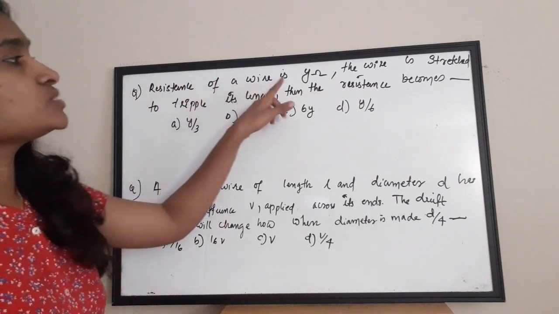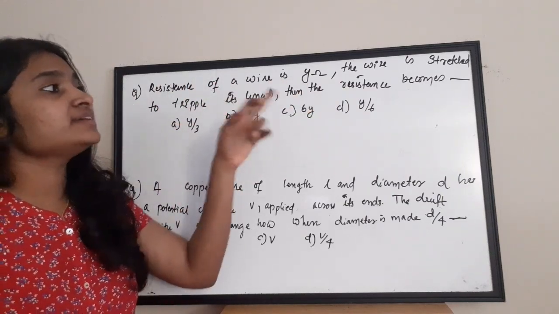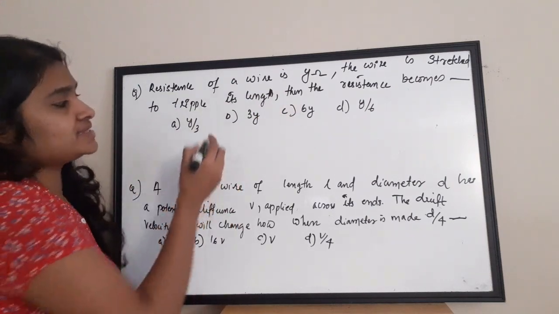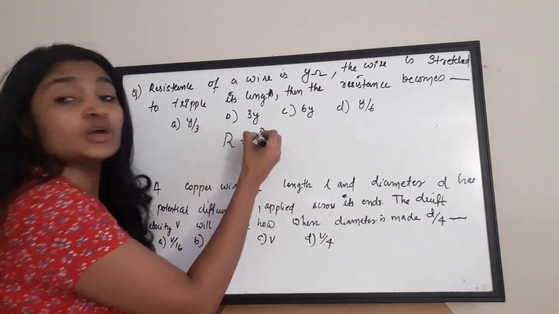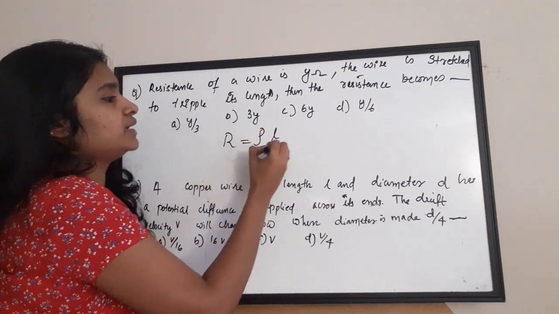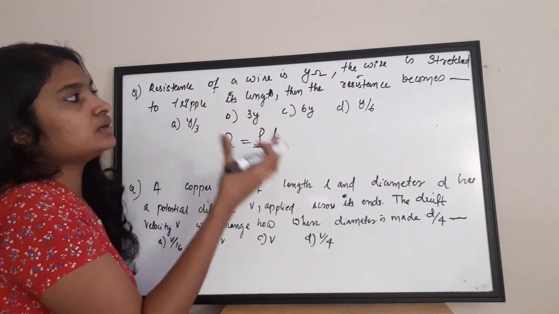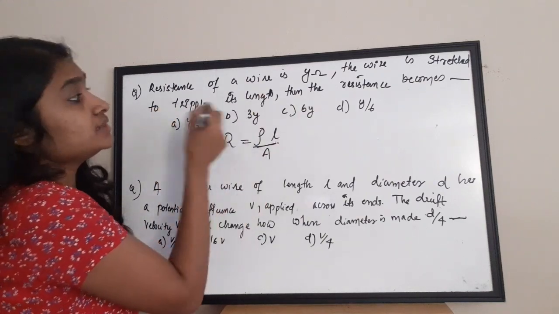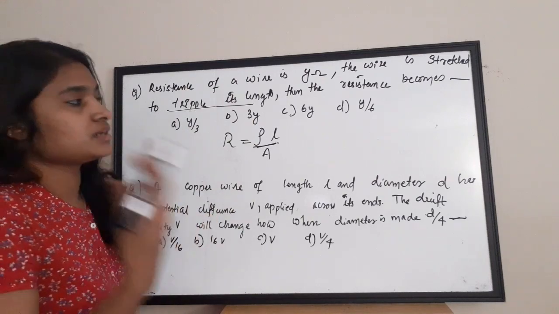The resistance of a wire is R. The wire is stretched to triple its length. Then the resistance becomes dash. This is a very simple question. You should know the basic equation for resistance, R equal to resistivity rho into L by A. So this is the original resistance. Now what is being changed? The wire is stretched to triple its length, which means the length is made thrice.